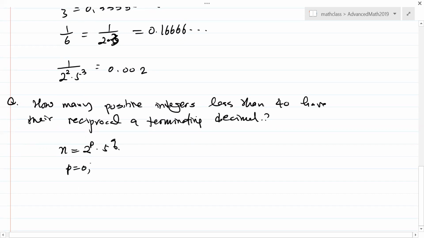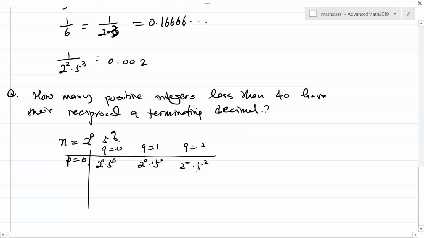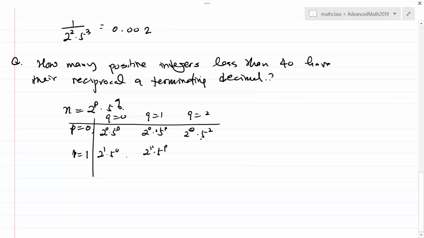It's better to draw a matrix. So this is q equals 0. Then 2 to the 0, 5 to the 0, that's a 1. Then q equals 1, 2 to the 0, 5 to the 1. Then q equals 2, 2 to the 0, 5 squared. And then q cannot be 3, because otherwise you get a number larger than 40. Then you look at the next one, p equals 1. And you cannot put 2 to the 1 times 5 cubed, then you get 250. So you stop there.